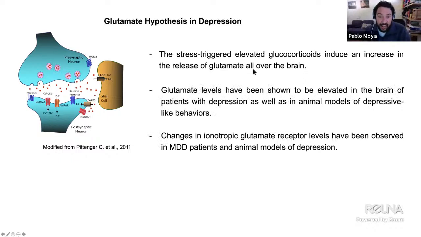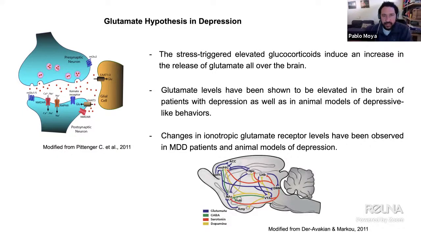Indeed, glutamate levels are known to be elevated in the brain of patients with depression, as well as in several animal models of depressive-like behaviors. Alterations in the NMDA and AMPA subunit receptor expression have been reported in major depressive disorder patients, as well as in animal models in general.